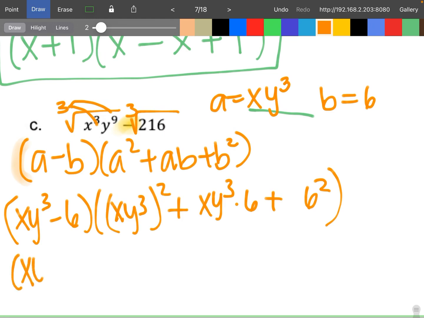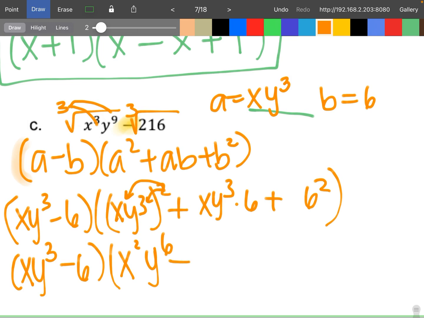Now we just have to make sure we simplify as much as possible. xy to the third minus 6 just stays. Now for my a squared, I have to distribute the 2 to both using multiplication, so it's going to be x squared y to the 6th, plus, for this middle term, we usually write the number, the coefficient, in front, so it's going to just be 6xy to the third, plus 6 times 6 is 36.